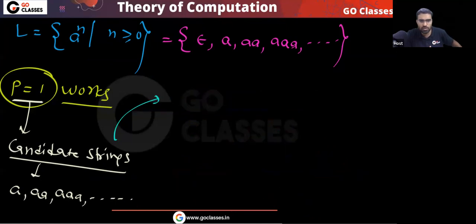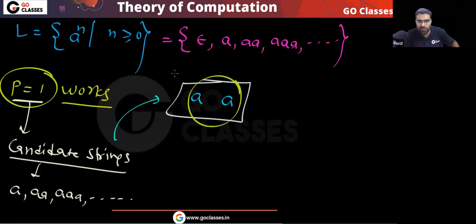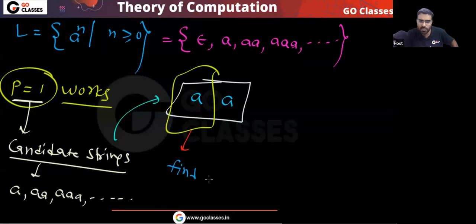Yes or no? So with this p equal to 1, you can take whatever string you want. For this string, which y will work? Can I say this y will work? No. You are checking p equal to 1, so your y must be within the first one symbol. Here you have to find the y.